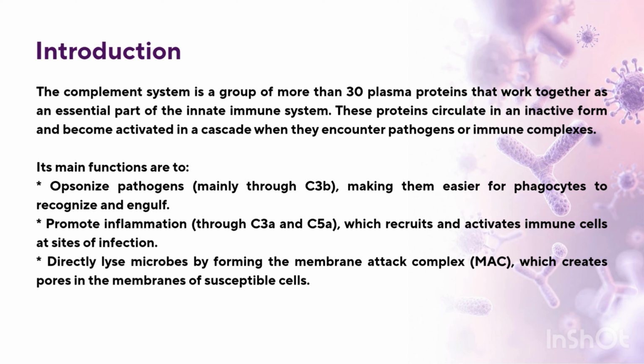First, it enhances phagocytosis by opsonizing pathogens, mainly through C3b. Second, it promotes inflammation through C3a and C5a, which recruit immune cells to sites of infection. And third, it directly destroys microbes by forming the membrane attack complex, MAC, which creates pores in the microbial cell membrane. Together, these mechanisms play a crucial role in protecting the body against infections.